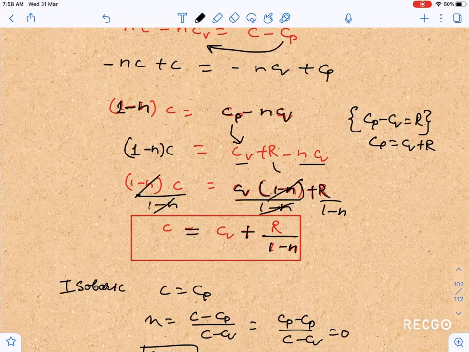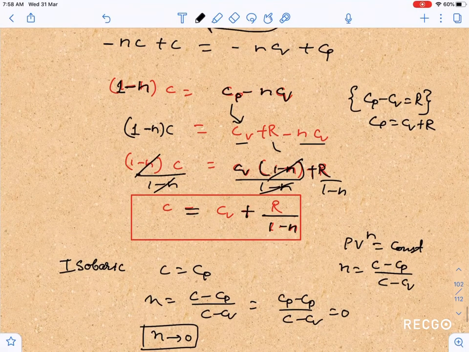And if I talk about processes, if Pv to the power n is equal to constant, this process is said to be polytropic process, where n is equal to C minus Cp upon C minus Cv, and these things I can just conclude from here. If C is equal to Cp, I can say that n is equal to 0, because if you put the value of C is equal to Cp here, Cp minus Cp is 0, so Pv to the power 0, that is P is equal to constant.